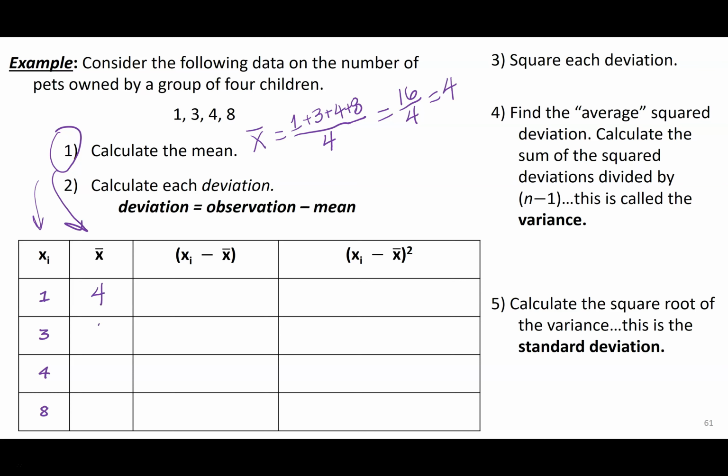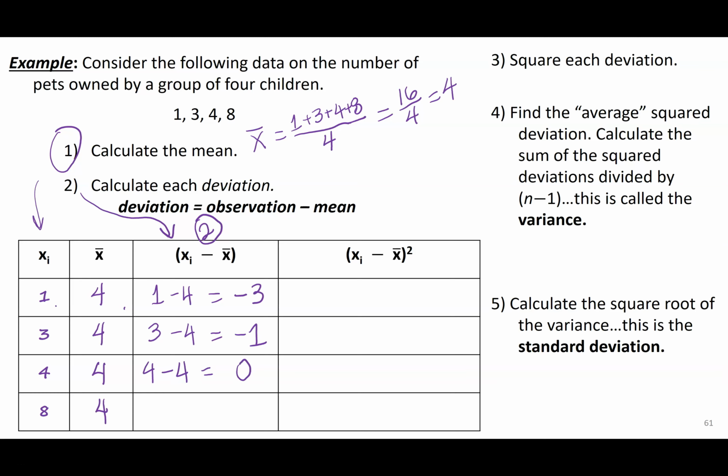So I'm going to just plug that in here. Then calculate each deviation. That is this column right here. So 1 minus 4, that's going to be negative 3. 3 minus 4, negative 1. 4 minus 4, this one's always my favorite. It's just 0. 8 minus 4 is going to be positive 4.